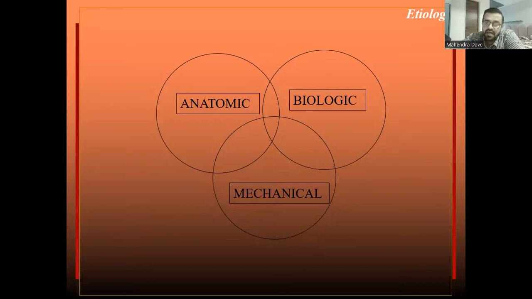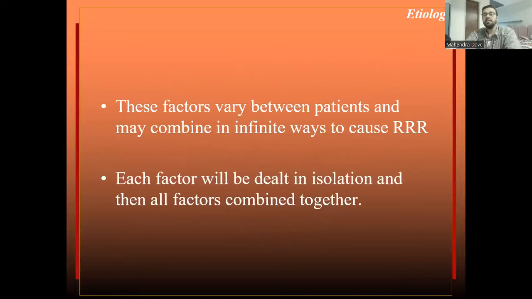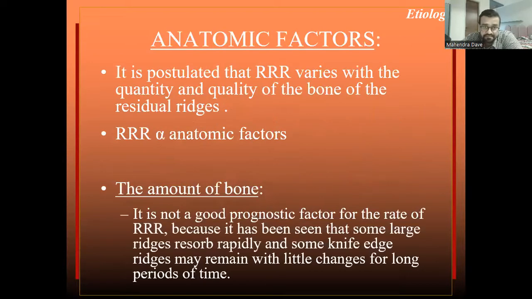So these three are the major etiological factors. They are anatomic, biological, and mechanical factors. These factors vary between patients and may combine in infinite ways to cause this criteria of residual resorption. Each factor will be dealt with in isolation, and then all factors are combined together.